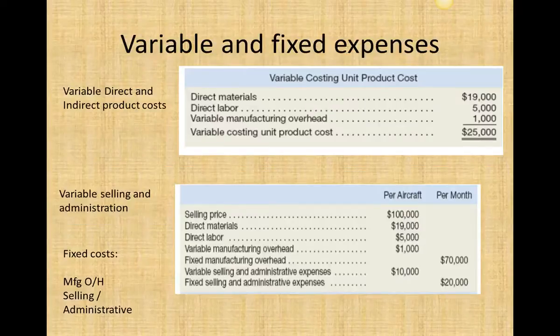So we will look at the variable costing or the contribution margin income statement first. Our first step in preparing a contribution margin income statement is to categorize all of the various costs as either variable or fixed. Using the given information, we can see up top the variable direct and indirect product costs, and below them we'll pull out the variable selling and administrative costs, and then we can categorize all of the fixed costs, which includes manufacturing overhead and the selling and administrative expenses.